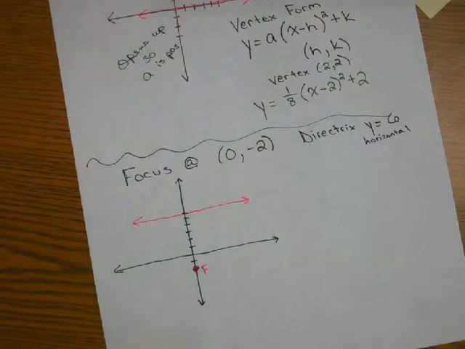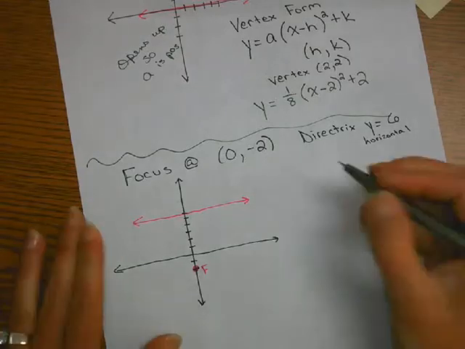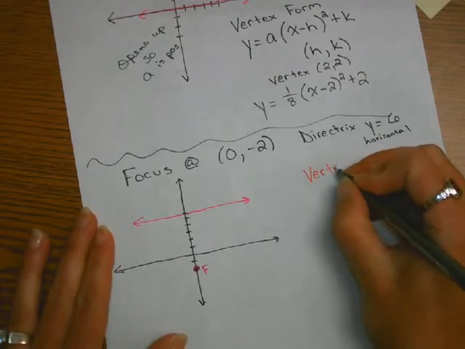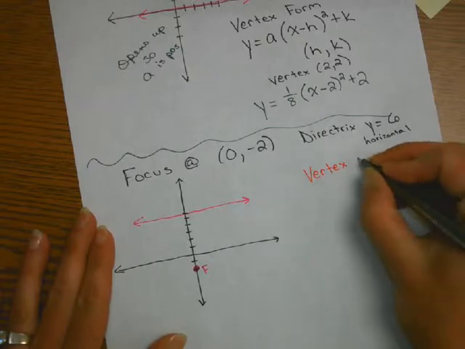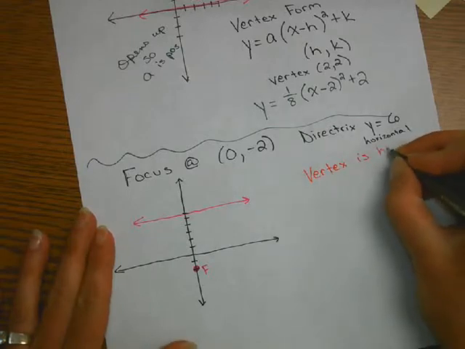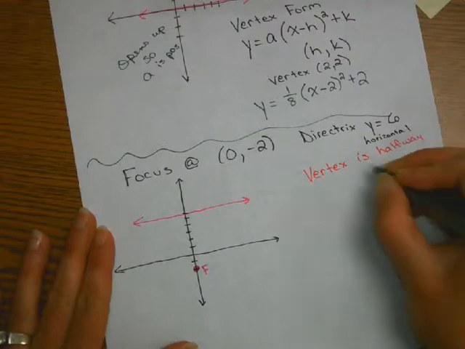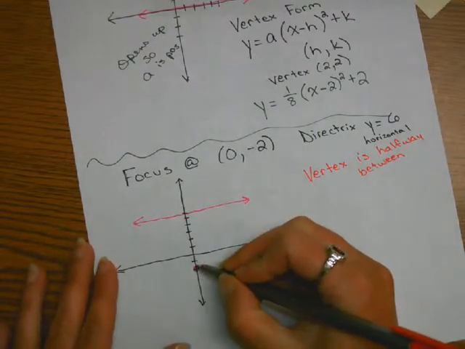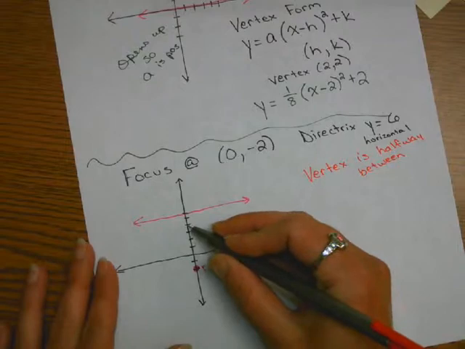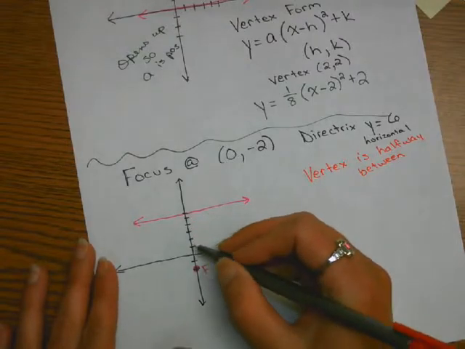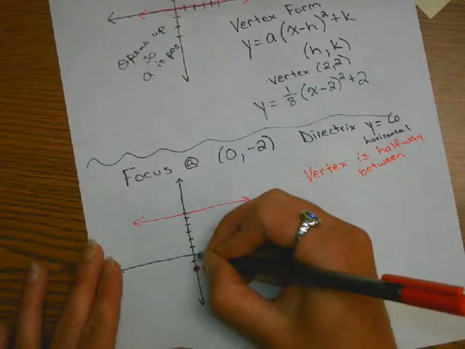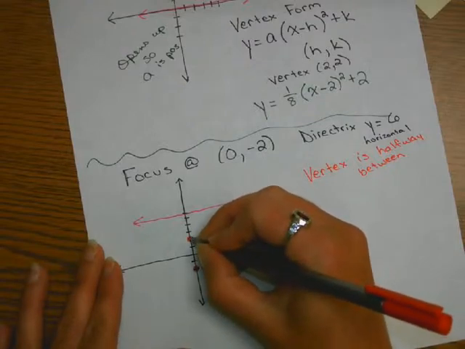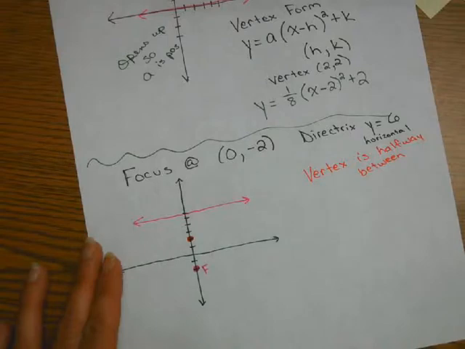We need to know our vertex. Now let's think about what was happening in the last one. The vertex was exactly halfway between. So the vertex is halfway between. So let's start with how many steps we are apart from the focus to the directrix. So let's see. 1, 2, 3, 4, 5, 6, 7, 8. So halfway would be 4 steps. 1, 2, 3, 4. Right there. That's going to be my vertex.